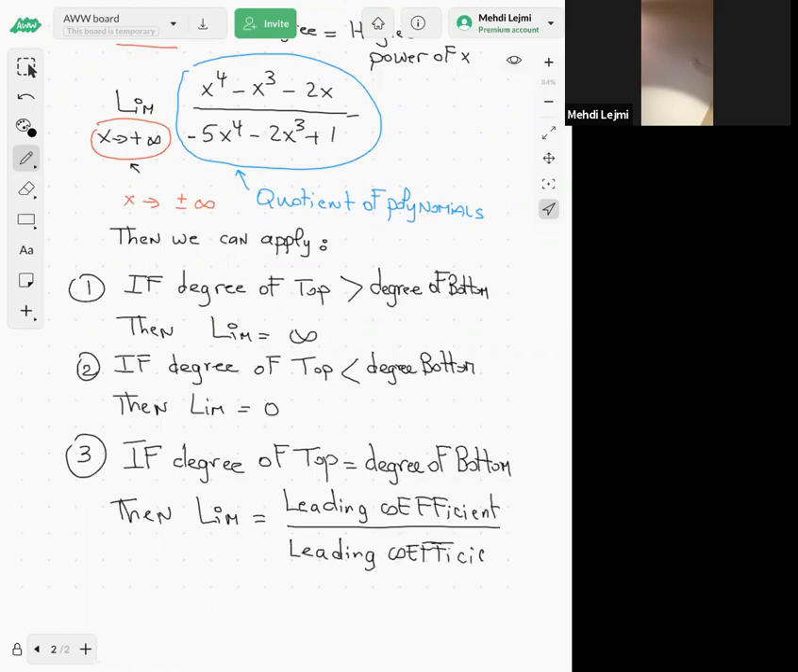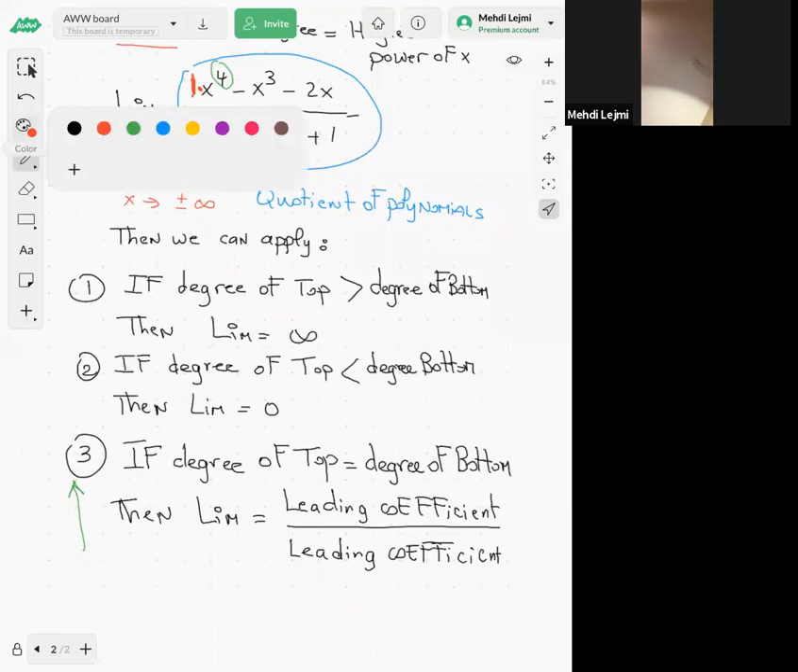So like in this example, as I said here, the degree is 4. In the bottom, the degree is also 4, so they are equal. So we are in the third case, right? So then the limit would be the leading coefficient of the top. That's 1, because we have 1 times x fourth. And the leading coefficient in the bottom, that's the -5. Right? So this limit is actually equal to 1 over -5.